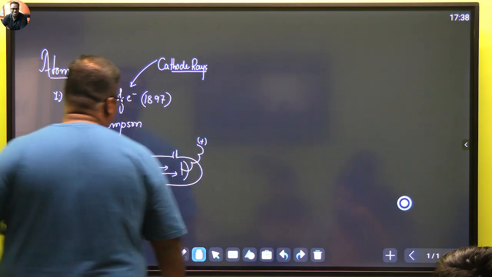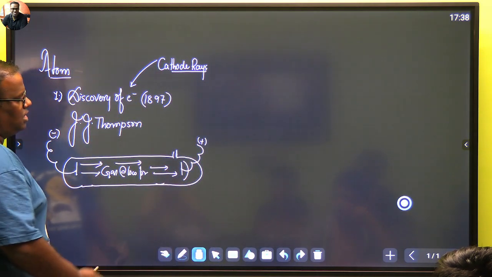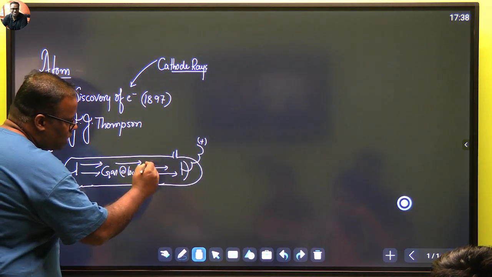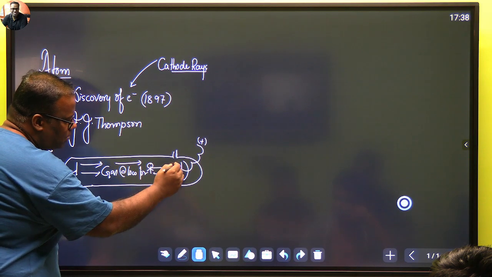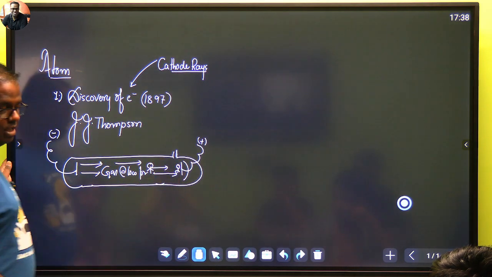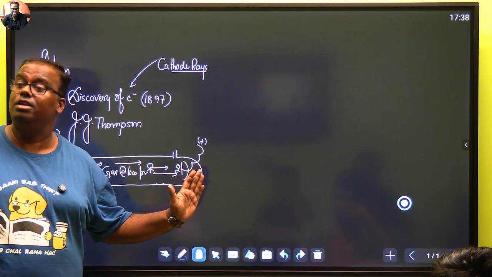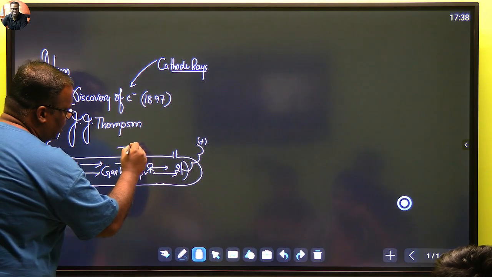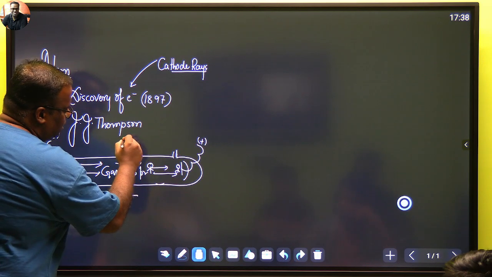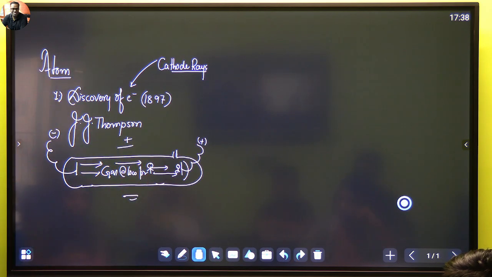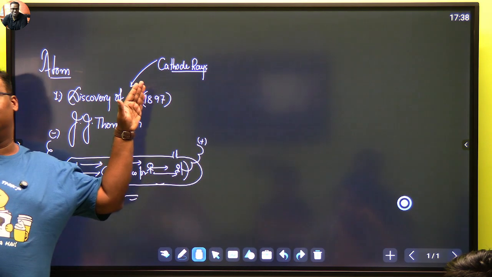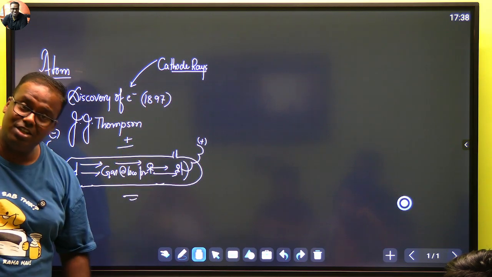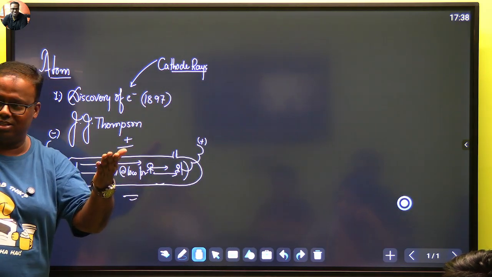जैसे ये रेज जा रहे थे, the first thing he did is that some object was kept in between, and a shadow was created. That means these rays travel in a straight line. Next, they brought some electrical field in its vicinity, plus or minus field leke aaya. All the rays got bent towards the plus. That means these rays are negatively charged.